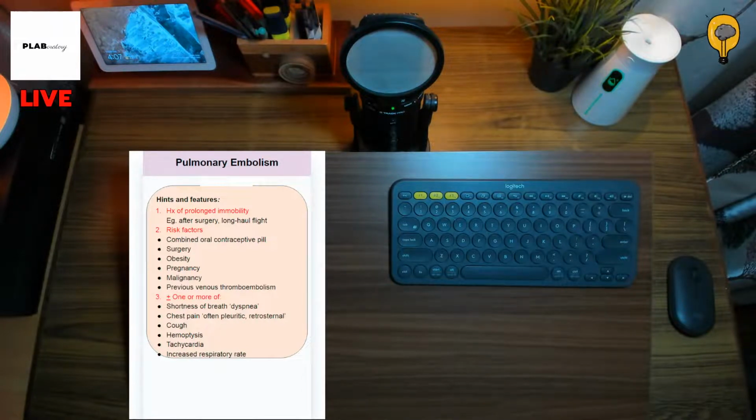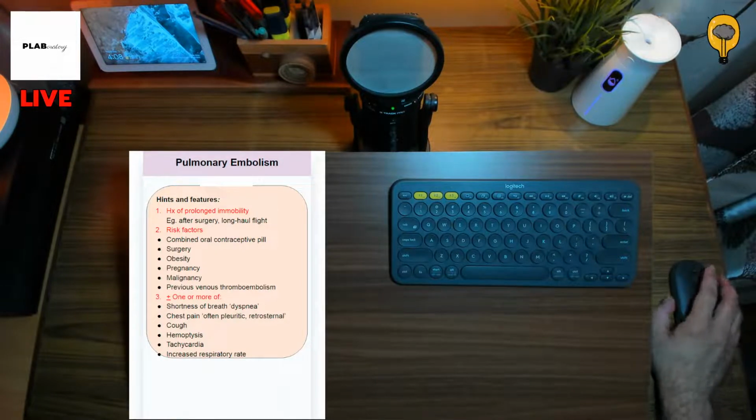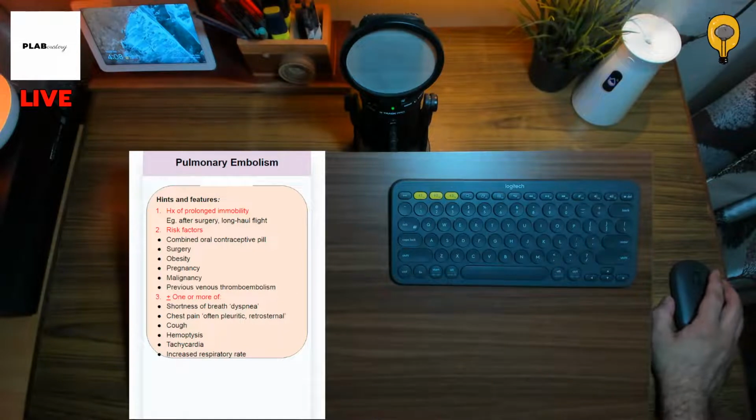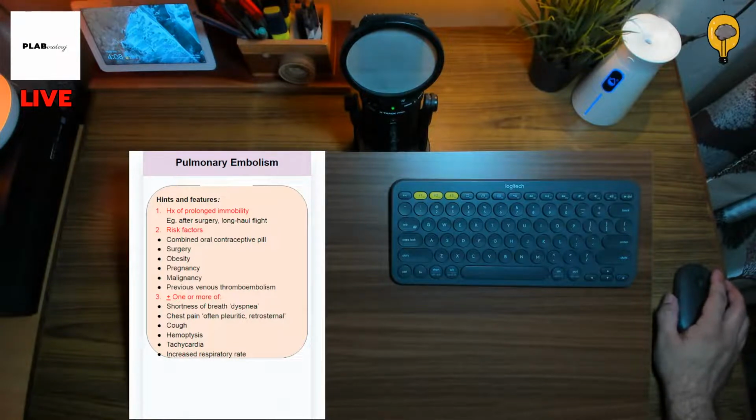So again, signs are tachypnea, tachycardia, then hypoxia, which is leading to anxiety, restlessness, agitation, impaired consciousness, fever, elevated JVP, gallop heart rhythm, widely split second heart sound, tricuspid regurgitant murmur, pleural rub, systemic hypotension, and cardiogenic shock. Yes, systemic hypotension and cardiogenic shock as well.